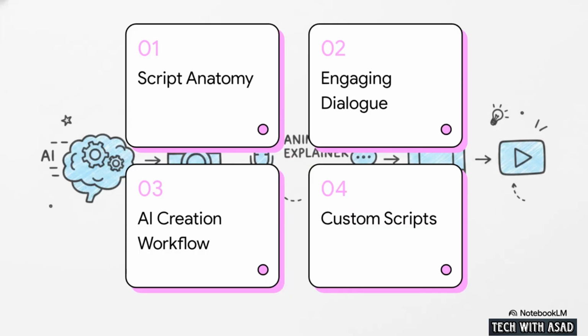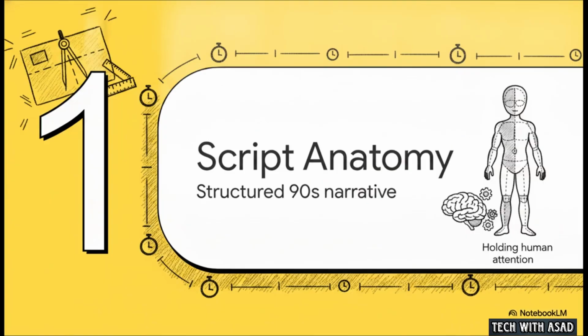Okay, here's our rapid-fire roadmap for today. We'll hit the explainer script anatomy, move right into crafting engaging dialogue, tackle the AI creation workflow, and finally, look at generating custom scripts. Let's dive right into Section 1, the explainer script anatomy, blueprinting a structured 90-second narrative.